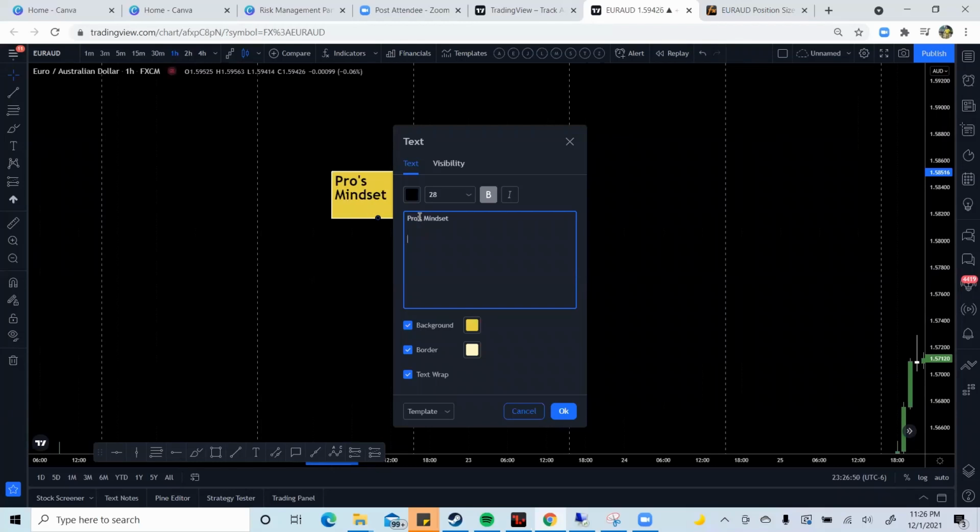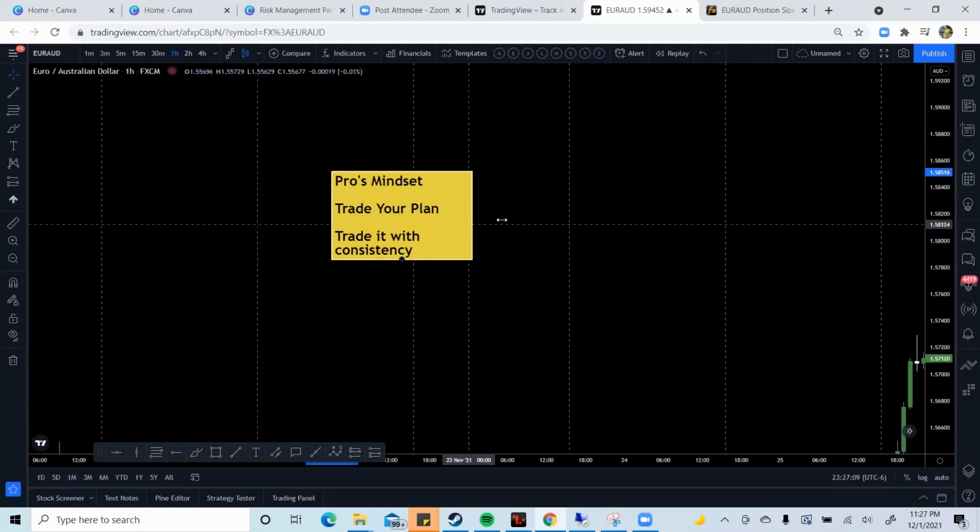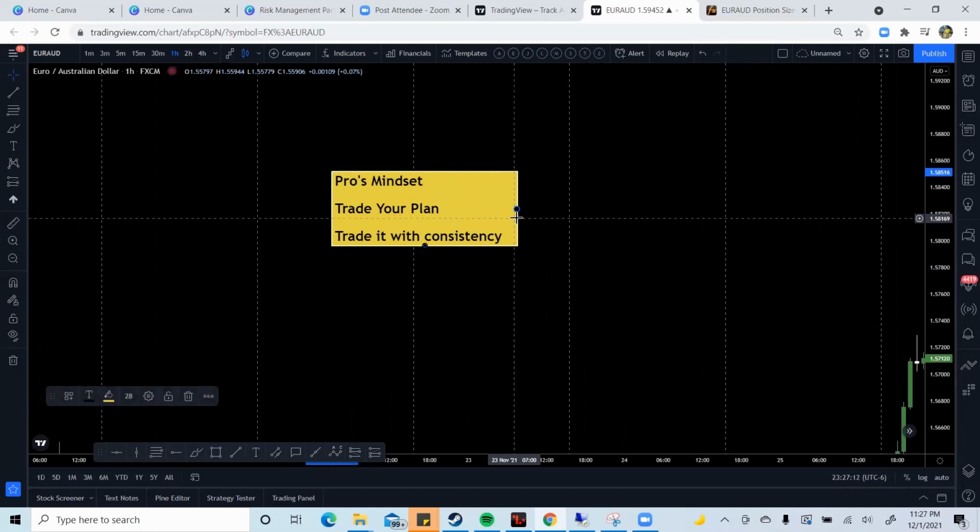Is trade your plan and then trade it with consistency. So what do I mean by that? Trade your plan means to trade your risk management plan, your entry plan, but trading with consistency means to not deviate from it. These are two simple things. You think it's a big calculus assignment as far as how professional traders trade. It's actually the opposite. It's more simple.